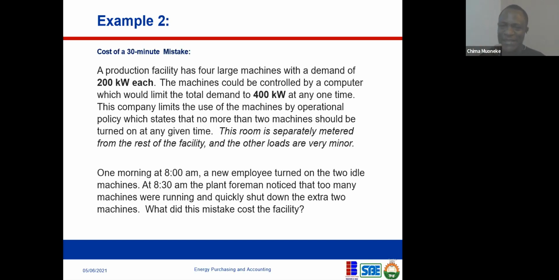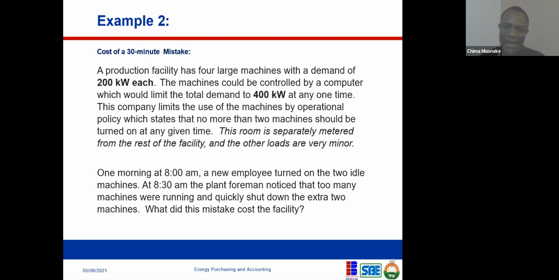Now, the room is separately metered from the rest of the facility. So these 4 machines are separately metered. There's a meter going into this facility that has these machines. And the other loads are very minor. So they have just other loads that are minor, okay?